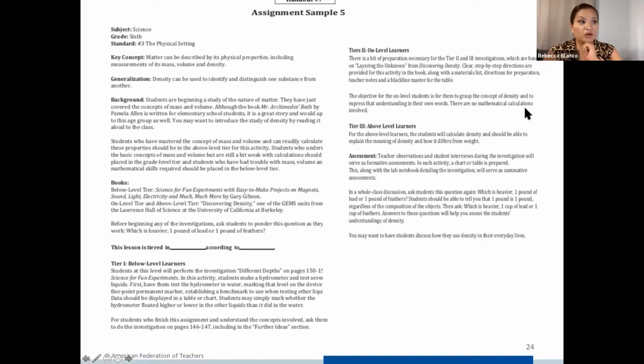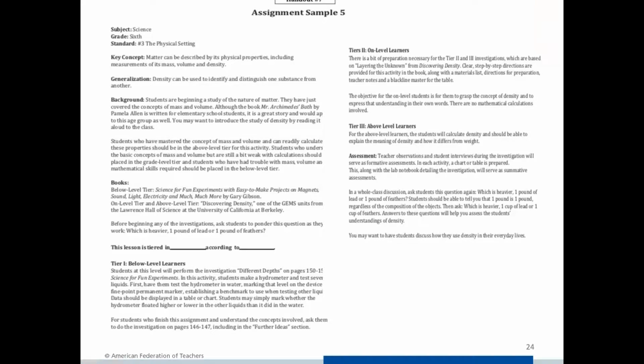So this is going to be your on, and then this is the one. Remember, we're talking about make sure you know what you need to know if you're going to tier based on their levels. Then you're going to know what's that baseline. So this is what they need to do. And then above level. For the above level learners, the students will calculate density and should be able to explain the meaning of density and how it differs from weight. So what is it that they're doing? Are they differentiating by content, process, or product?